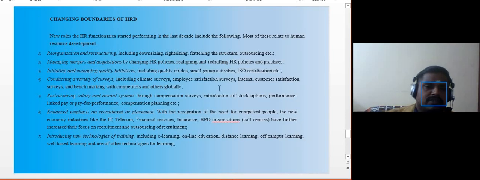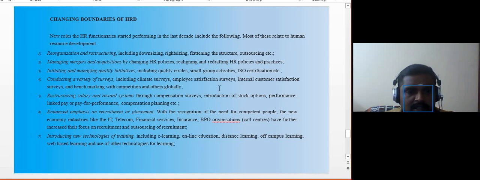The changing boundaries of human resource development. What are the changing boundaries? Reorganization and restructuring. It includes the downsizing concept, flattening of the structure, outsourcing, etc. And sometimes managing mergers and acquisitions by changing human resource policies, realigning and redrafting HR policies and practices. And the third thing is initiating and managing quality initiatives, particularly concentrating on the quality circle, the Deming wheel circle, and qualitative parameters at all levels. And ISO certifications are also required and needed.